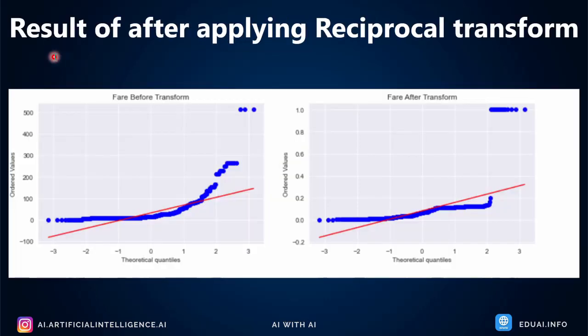Okay, and here in the image you can see the result of applying reciprocal transform. These are the QQ plots which you can see. This is before applying the transform, right? Data is very non-linear. This is a curve. I should make the data linear, right?